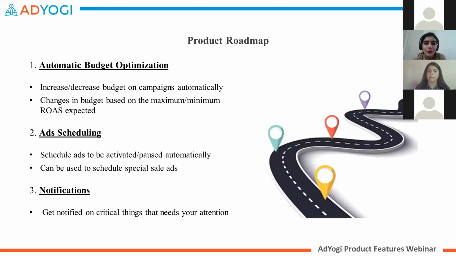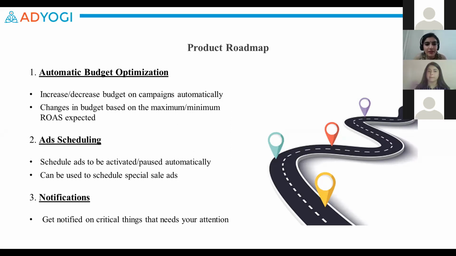Now moving on to the most exciting part of the presentation, the product roadmap, which contains the next few features that we are planning to launch in the next couple of weeks. And I'll give you a quick brief of the features that we've planned for you guys. First is the automatic budget optimization.